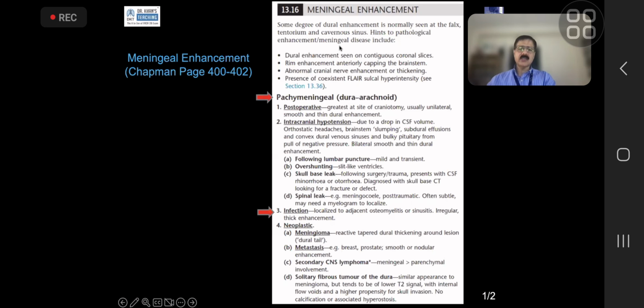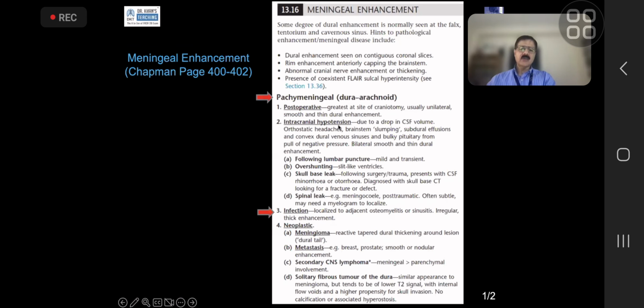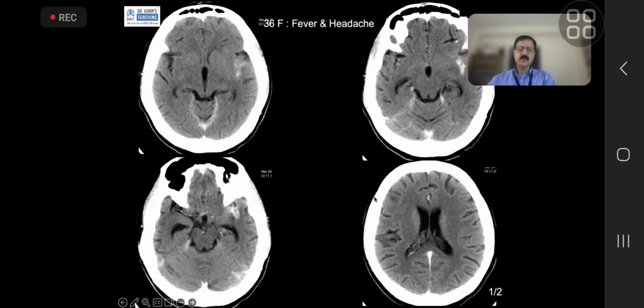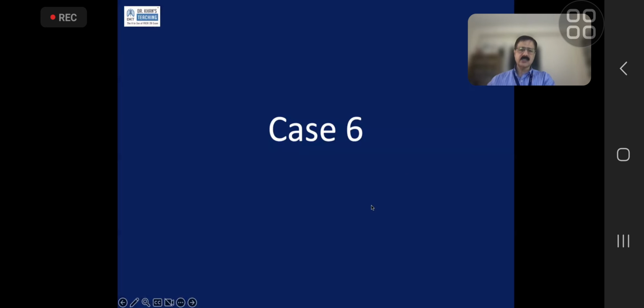So please remember that meningeal enhancement has pachymeningeal, which is dura, and then there is pia arachnoid, which is leptomeninges. Main differentials remain the same, right? Infection, carcinomatosis, and within infection, it can be fungal, TB, bacterial, etc. But carcinomatosis cannot be ruled out. So remember that. This is a case of TB, and on CT we have this enhancement. On MR, of course, it is better seen on FLAIR. You can see this high signal.